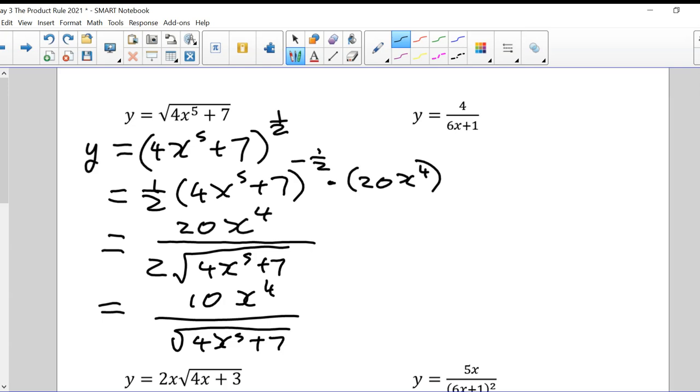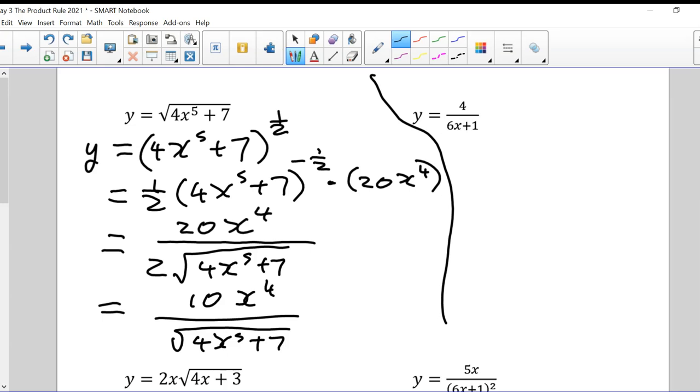All right. Okay, next one. How would you tackle this one? 4 over 6x plus 1. Give me some thoughts on that. Give me some ideas on that. Again, try to put it in some format which has exponents in it, if you get my drift, right? What kind of exponents would be useful for this question? 4 over 6x plus 1.